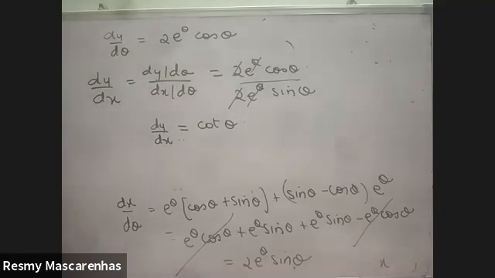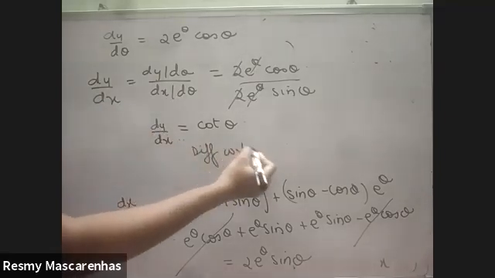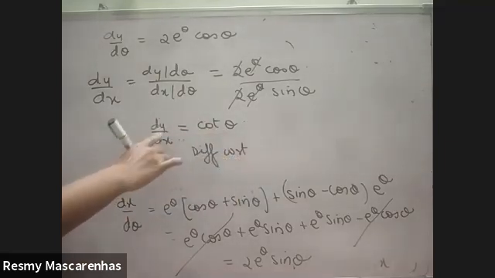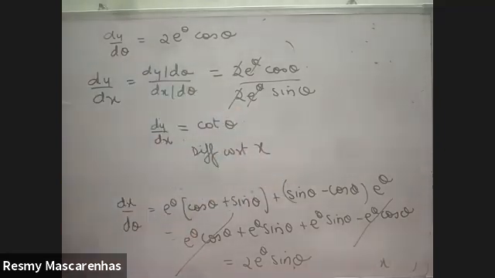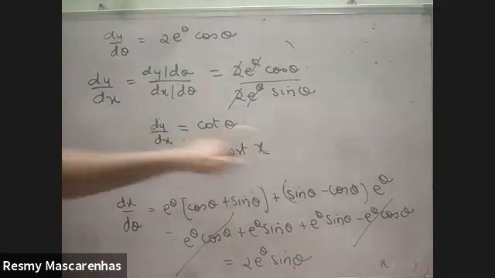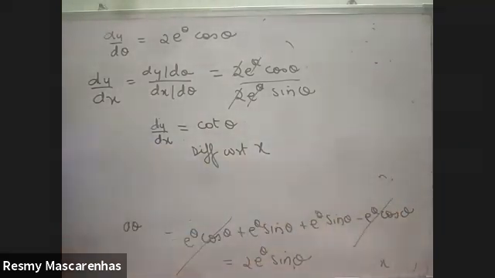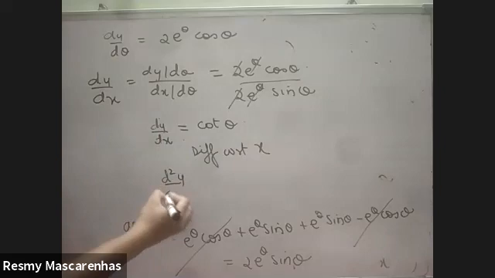Now I need to find d²y upon dx² now. So I'll have to differentiate this again, with respect to x now, because I want d²y upon dx². I don't want it with respect to θ. With respect to x now, after getting dy by dx. This is a fixed step to find d²y upon dx². So now, while differentiating with respect to x, it will be d²y upon dx².